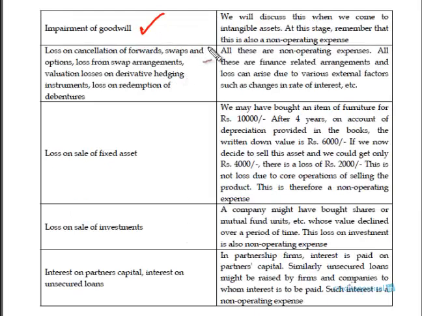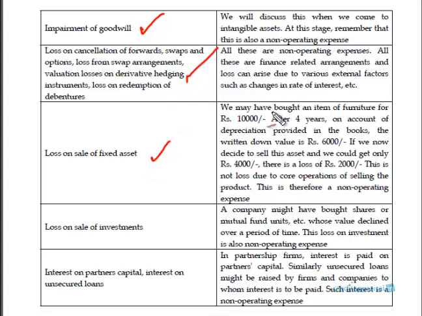Similarly, impairment of goodwill. This is also a non-operating expense. Loss on cancellation of forward swap. These are all derivative instruments. So if you're not comfortable with derivatives, please note that all these are derivative instruments, and loss on these items can be classified as non-operating expense.